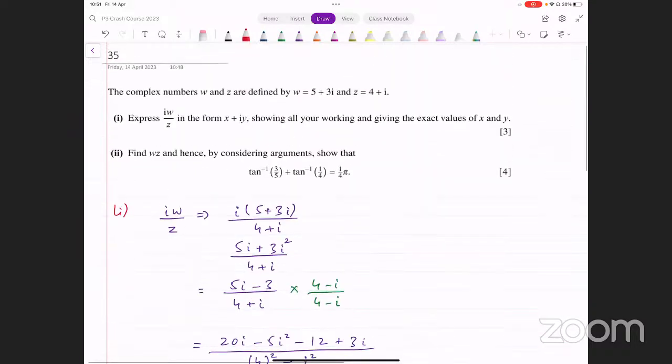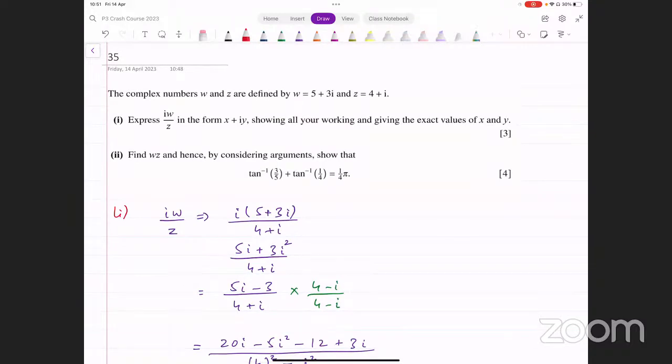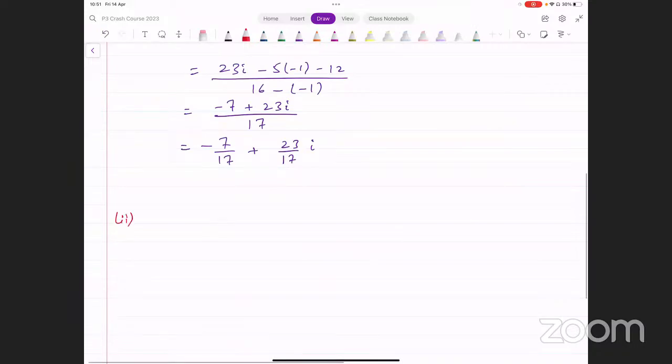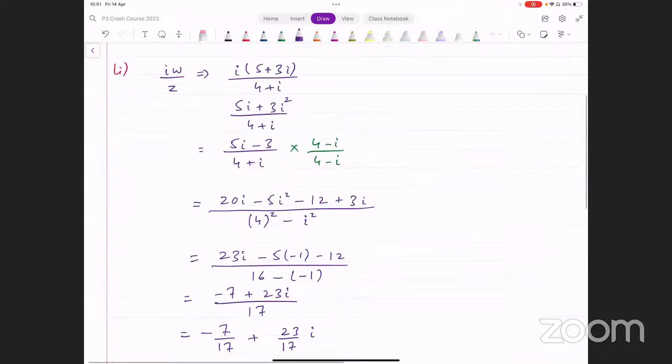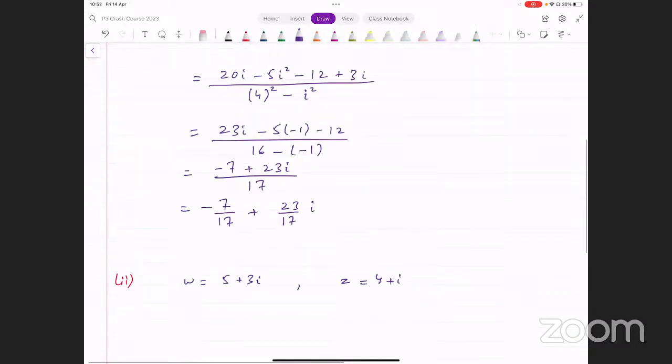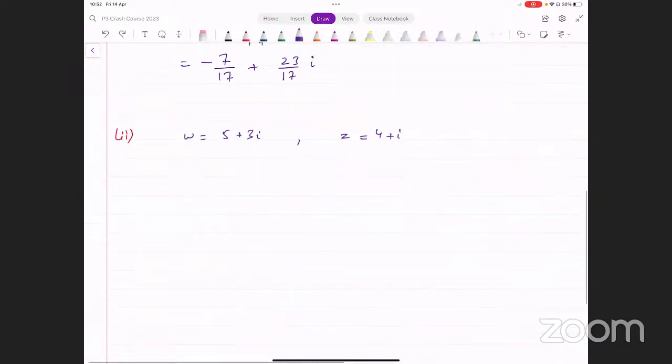All right. That was the first part. That was simple algebra. But now let's have a look at the second part. In the second part, it says, find WZ, and hence by considering arguments, show this thing. Now let's do this first. Let's evaluate WZ first of all, and then we'll take it from there. Part 2 of this, we know that W is equal to 5 plus 3 iota, and Z is equal to 4 plus iota. These are the two complex numbers that we're given there. We have to first evaluate their product.